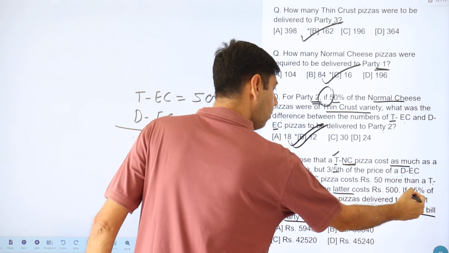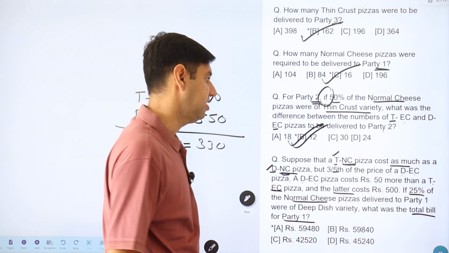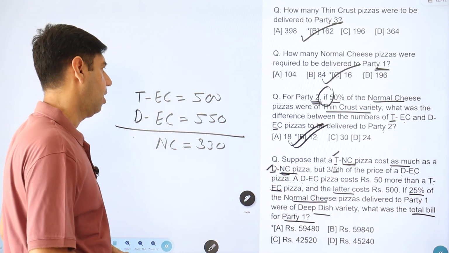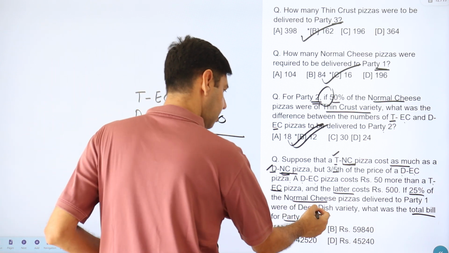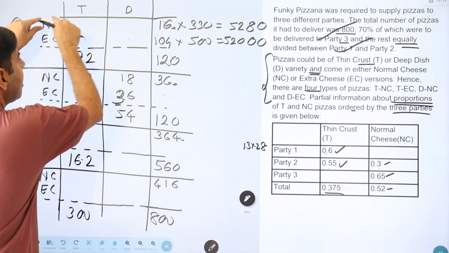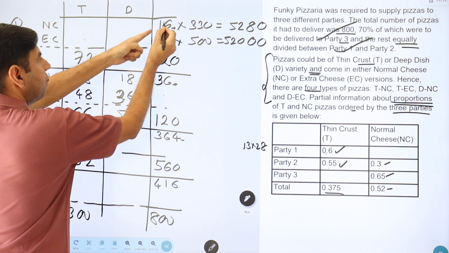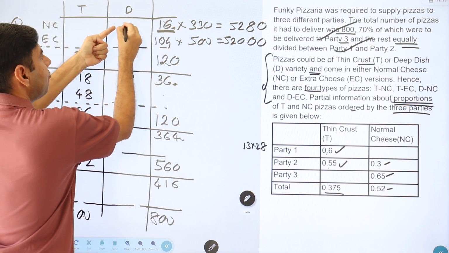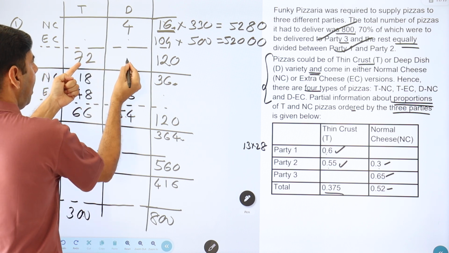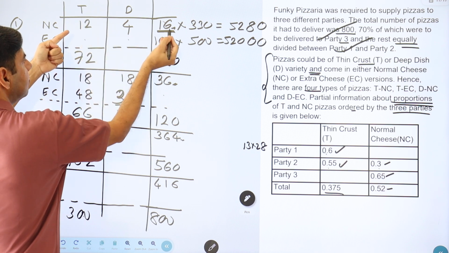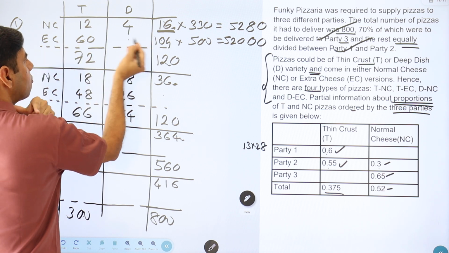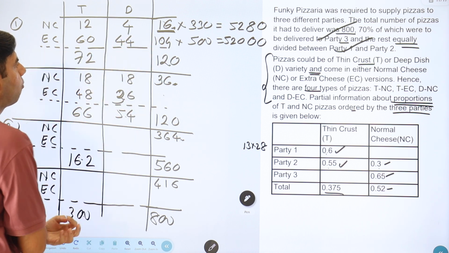Suppose 25% of the normal cheese delivered to party 1 were deep dish. Okay, of the normal delivered, 25% are deep dish. 25% of normal cheese, 1/4 of this is deep dish. So 1/4 of this is 4. Okay, now I want the breakup here. So I need, okay, I can go here. This is 12, this would become 60, and if this is 60, the total is 104, so this should become 44. Are we together?